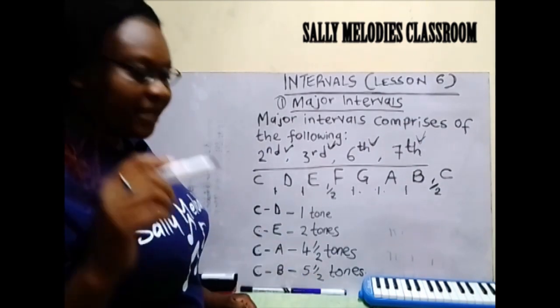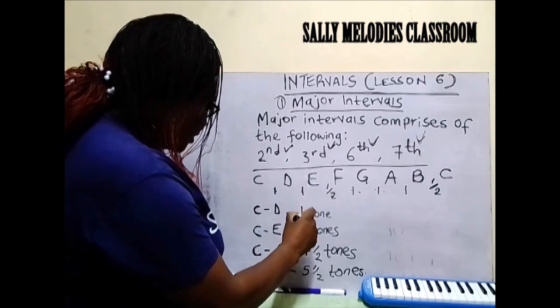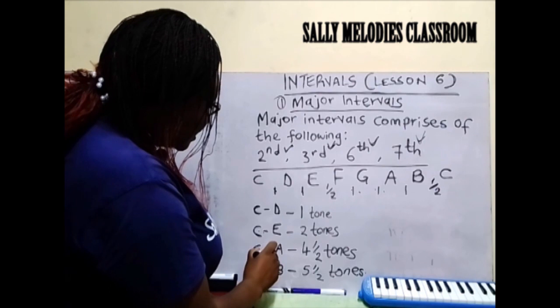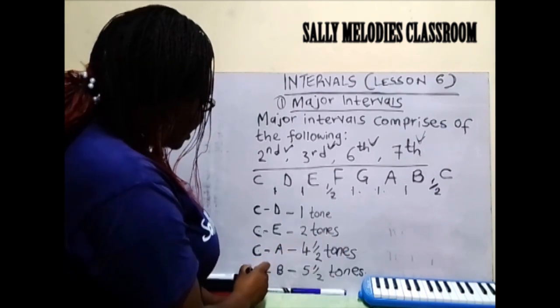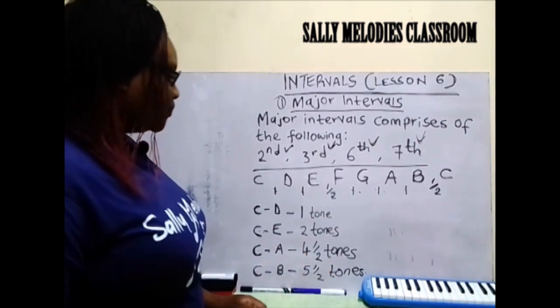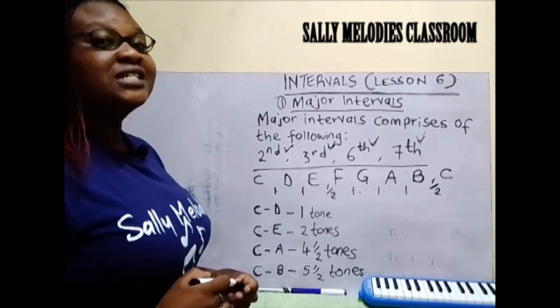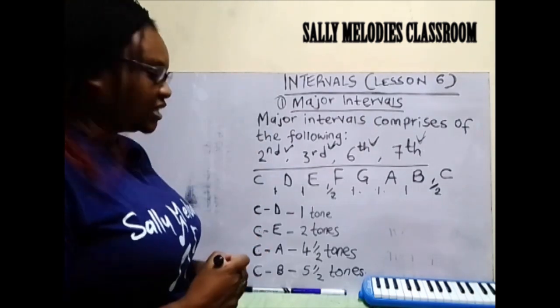How do you know that they are major? A second will give you 1 full tone. A third will give you 2 tones. A sixth will give you 4.5 tones. A seventh will give you 5.5 tones. If there is anything less than that, then it is not a major interval. It is another quality of an interval.